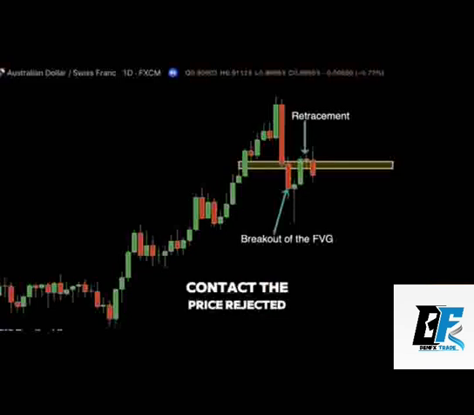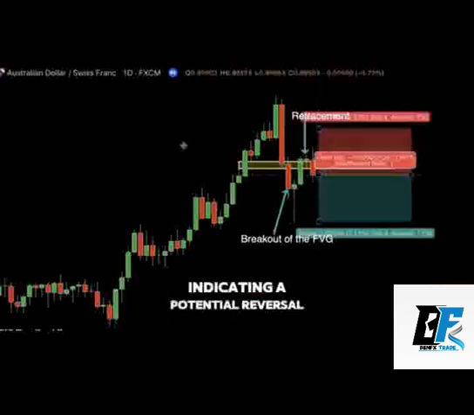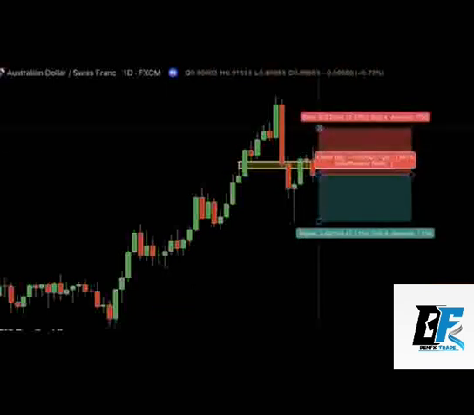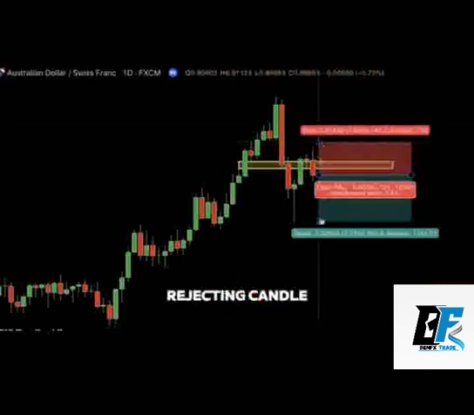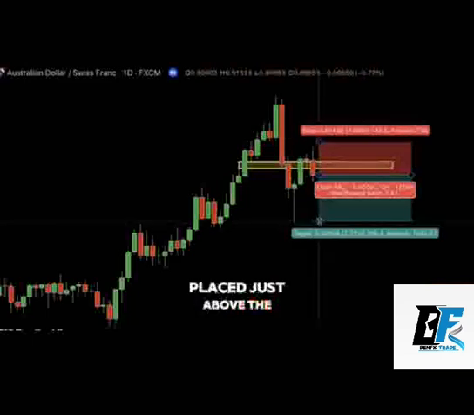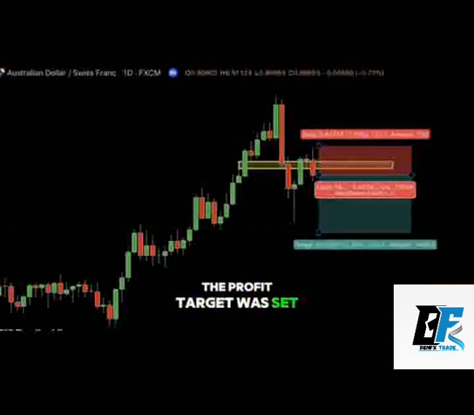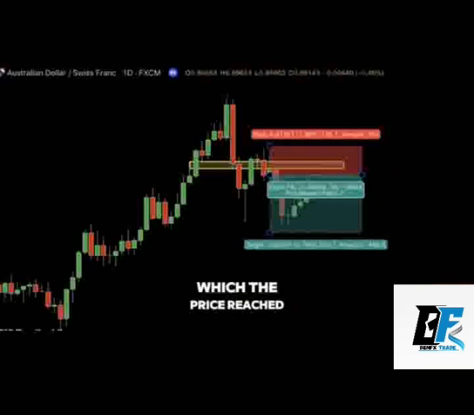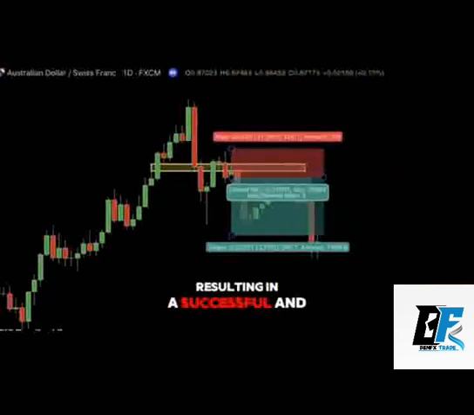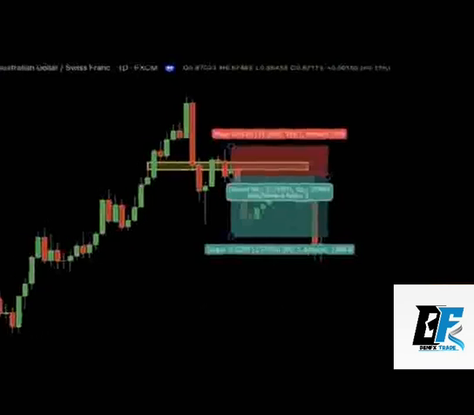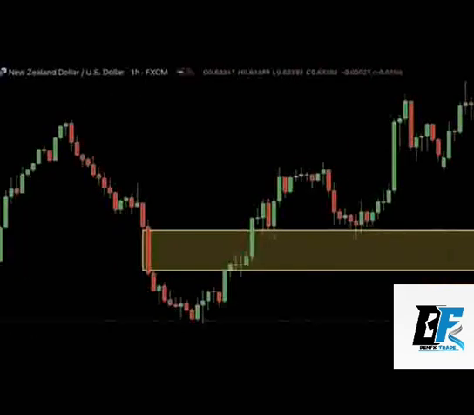At the point of contact, the price rejected the gap, indicating a potential reversal. A short position was taken at the close of the rejecting candle, with the stop loss placed just above the fair value gap zone. The profit target was set at the next significant support level, which the price reached, resulting in a successful and profitable trade. Look at another chart example here.